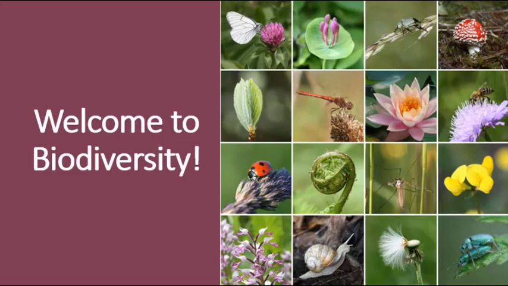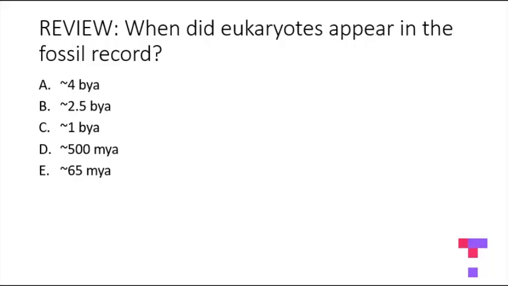We've made it to Unit 3, Biodiversity. Hooray! Let's start with a deep time review. When did eukaryotes appear in the fossil record?